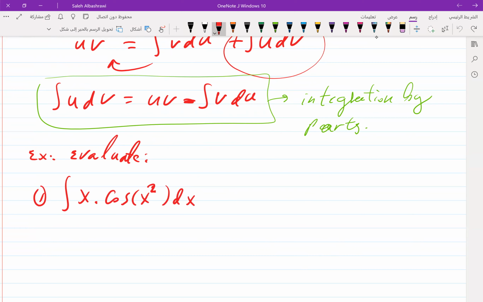We have discussed this in integration by substitution. In that technique, we are finding the relation between some functions. In this one, we can see x and x squared have a relation: x is just the derivative of x squared with some constant, divided by 2 or multiplied by 2. That's why this one can be integrated by substitution.